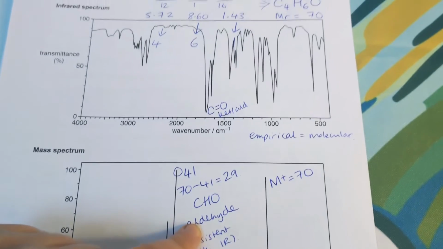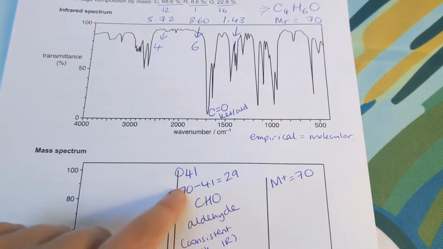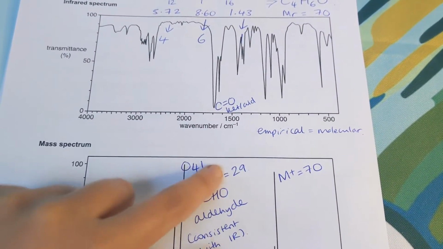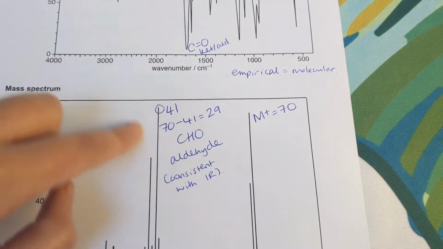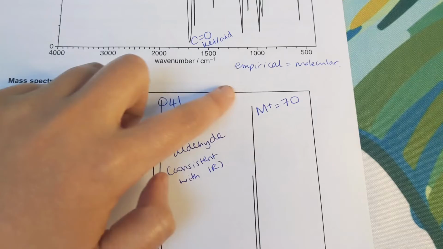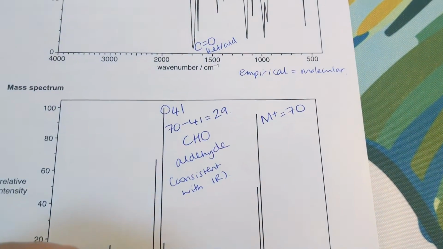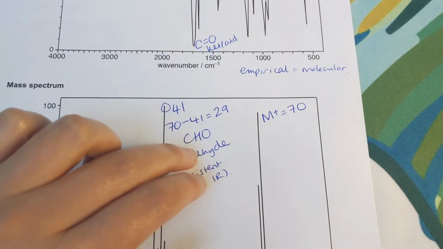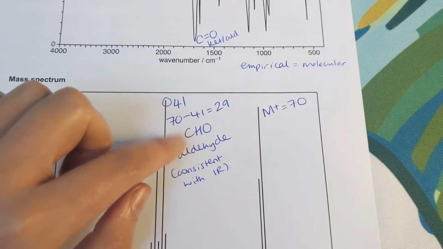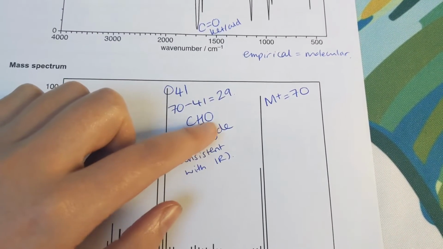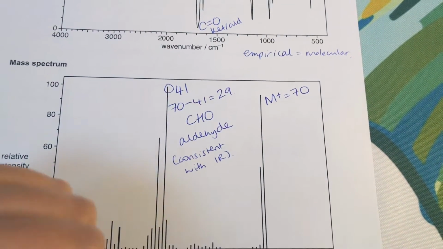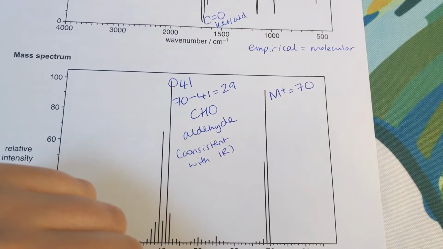So if we do the molecular ion, which is the molar mass of the whole compound, minus the mass number of this most common fragment ion here, we get the mass of a functional group. And 29, that is equivalent to 1 carbon, which adds to 12, 1 hydrogen, which is 1, and 1 oxygen. So that's consistent with an aldehyde.